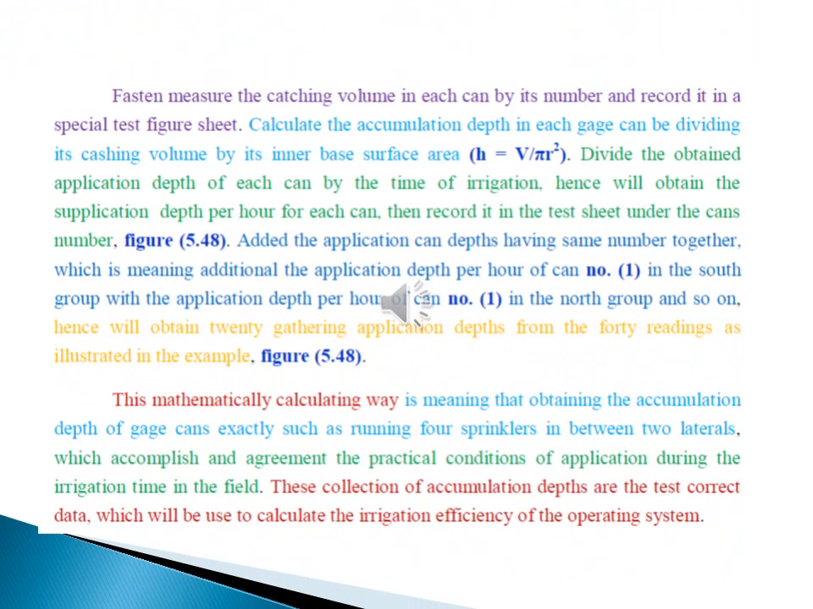First, measure the caught volume in each can by its number and record it in a special test sheet. Calculate the application depth in each gauge. Divide the obtained application depth of each can by the time of irrigation, and we obtain the application depth per hour for each can. Record it in the test sheet under the can number, grouping the application depths having the same number together. Hence, we obtain 20 application depths from the 40 readings, as illustrated in the example in the enclosed figure.